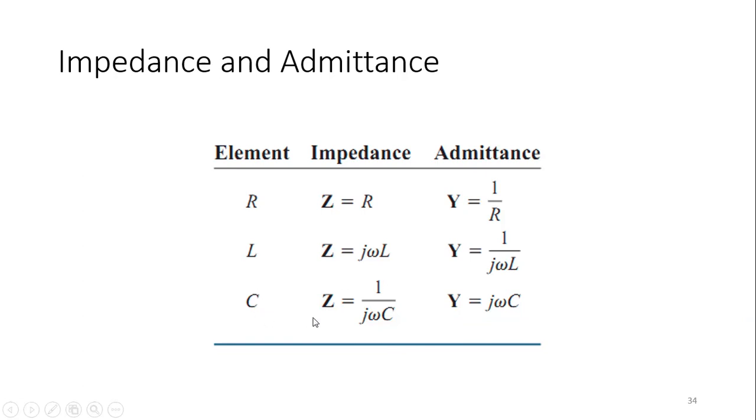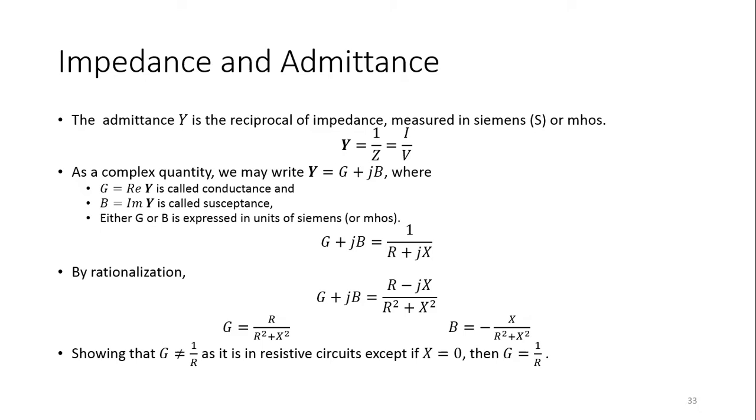And for a pure capacitor, Z is 1 upon j omega C, or admittance Y is equal to j omega C. Once again, one must keep in mind that this is for a pure capacitor. There is no inductive or resistive impedance present in the circuit. Only in that case we can say Y is j omega C. Otherwise not. Otherwise we need to calculate the admittance using the relationships given here.